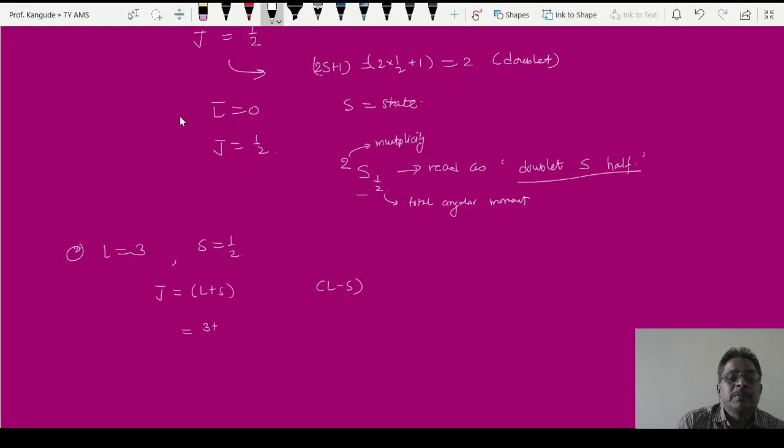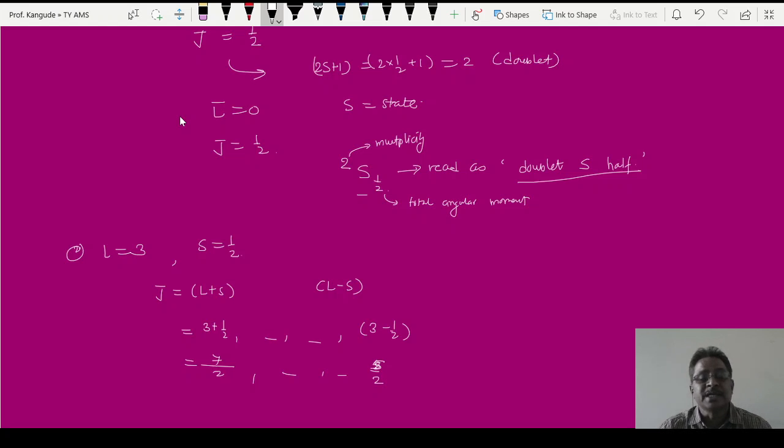So 3 plus half: 2 into 3 is 6, plus 1 is 7 by 2. And here I'll write 3 minus half: 3 into 2 is 6, minus 1, that is 5 by 2. The difference between 7 by 2 and 5 by 2 is 1. So according to the quantum condition, these values in between are not possible.